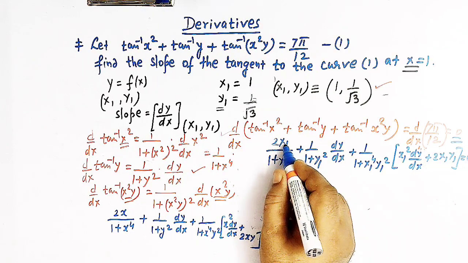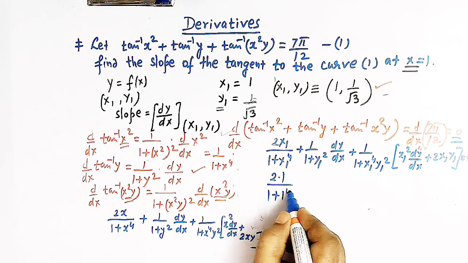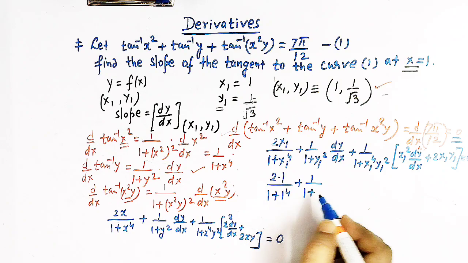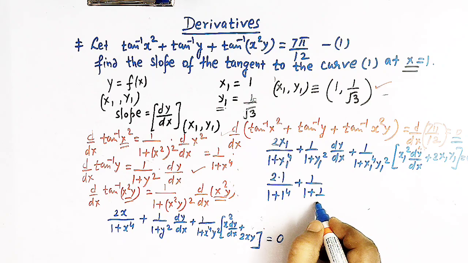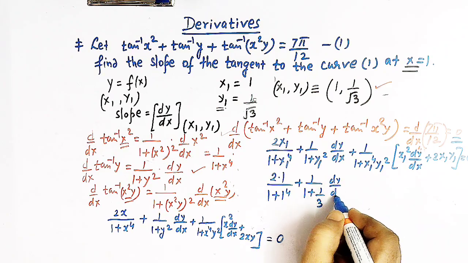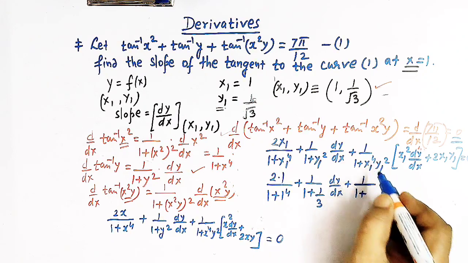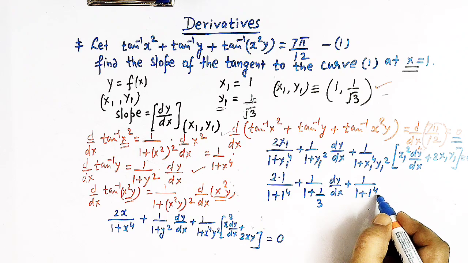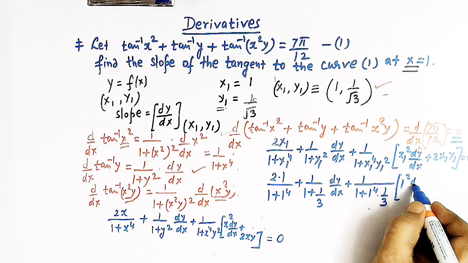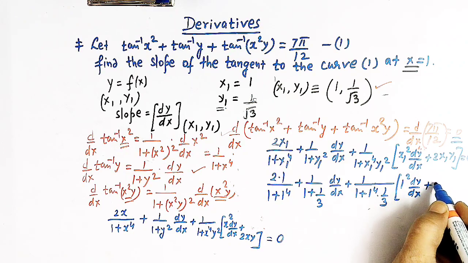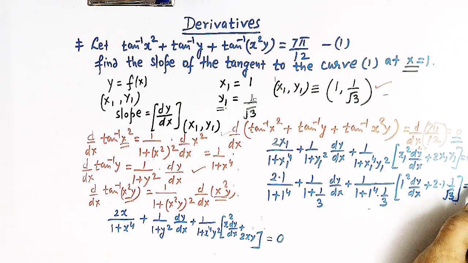Here we have y1 square, and then we have x1 square dy over dx plus 2 x1 y1 is equal to 0. So 2x1, now x1 is 1, so we have 2 times 1, over 1 plus 1 raised to 4. Here we have 1 over 1 plus y1 square. Y1 is 1 over root 3, so the square is 1 over 3. Here we have dy over dx, and then 1 over 1 plus x1 raised to 4 is simply 1 raised to 4, and here we have 1 over 3. Then we have 1 square dy over dx, and here we have 2 times 1 over square root of 3, that is equal to 0.